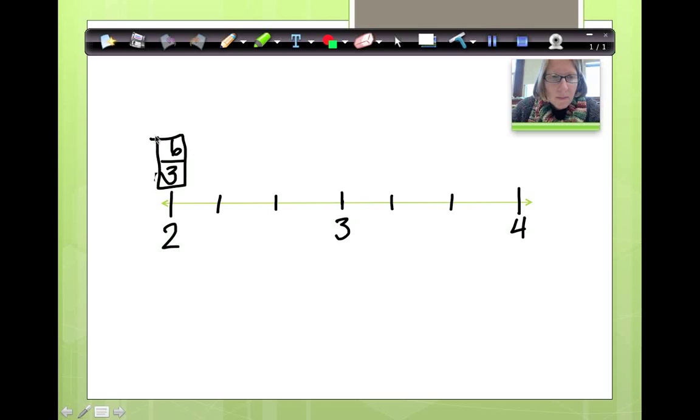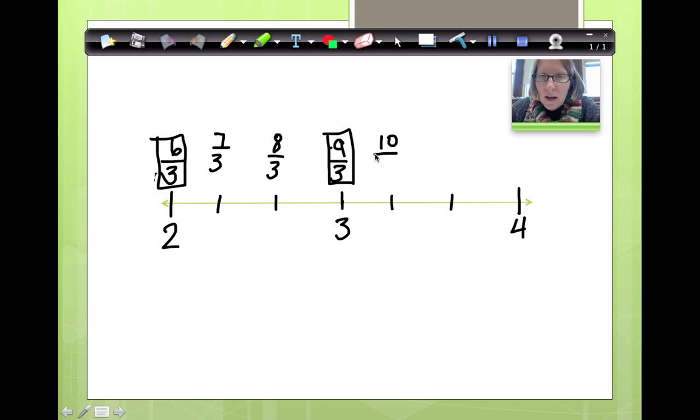Okay, well, if that's 6 thirds, let's count up. So that would be 7 thirds. This would be 8 thirds. This is 9 thirds. Is that an equivalent fraction? It is, because 9 divided by 3 is 3. Ooh, so 9 thirds is equivalent to 3. Okay, now let's keep counting. After 9 thirds would be 10 thirds. Then we would have 11 thirds. This one is 12 thirds.